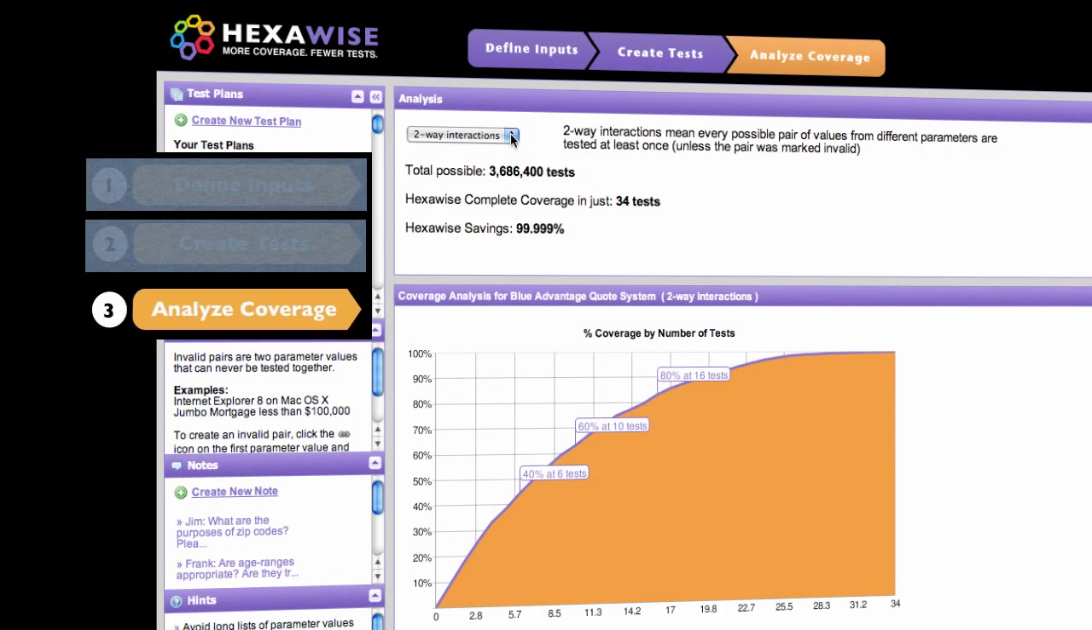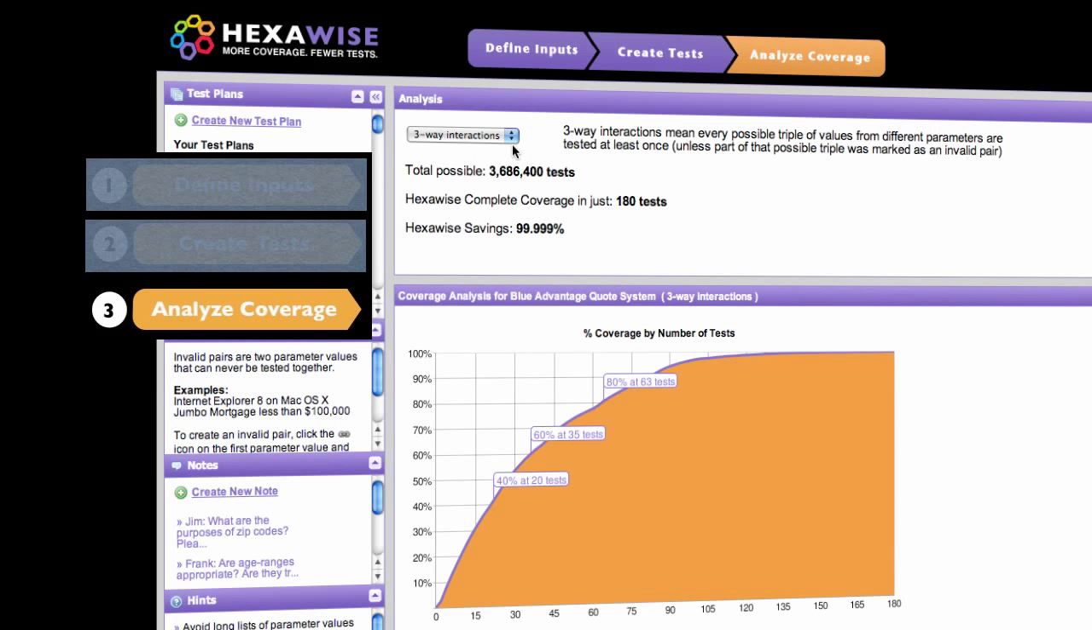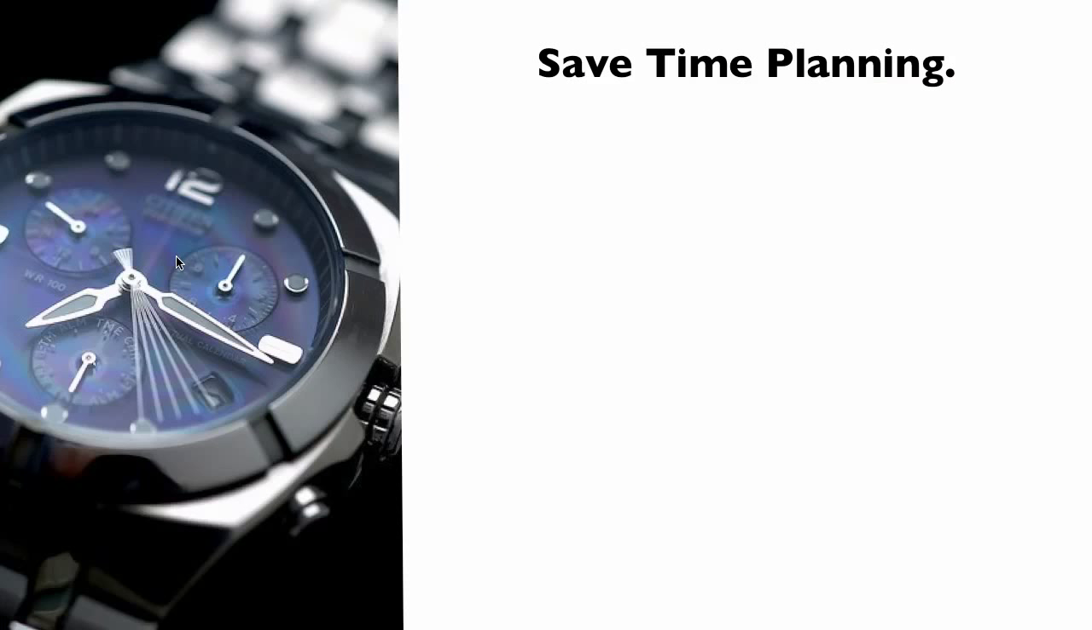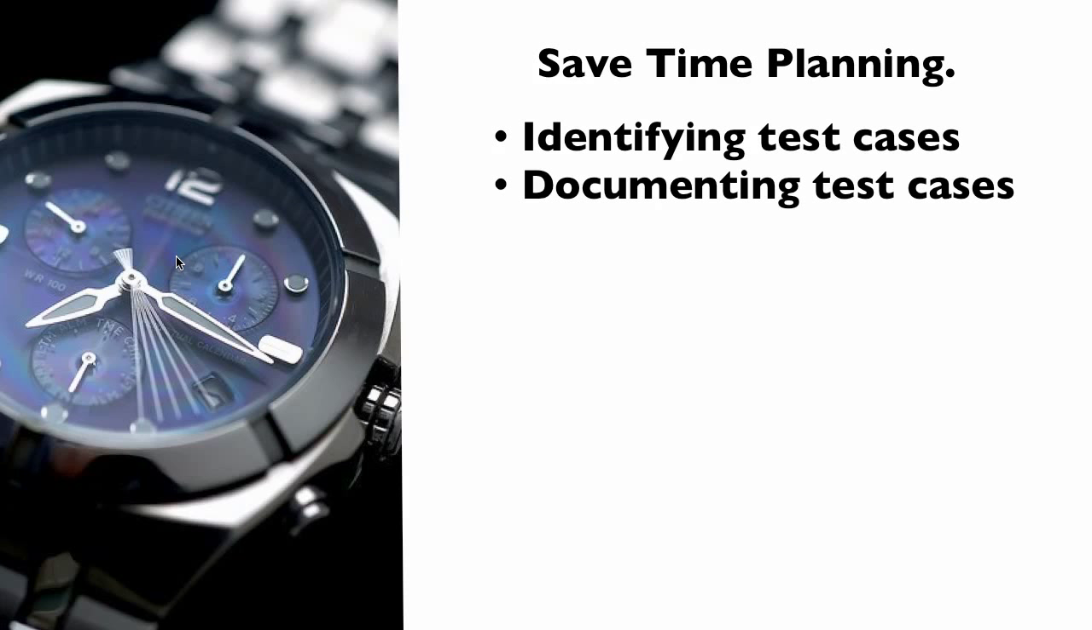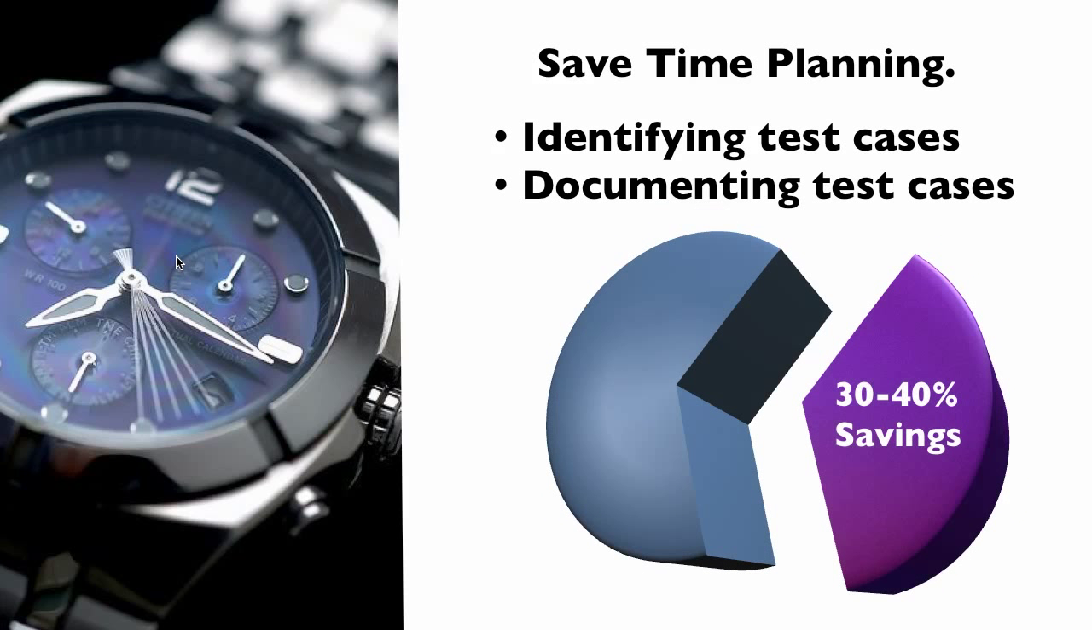Using Hexawise will help almost anyone who's involved in testing any type of software, from unit testing to user acceptance testing, in two ways. First, because Hexawise automates some parts of the test design process, Hexawise will reduce the amount of time it takes to identify and document test cases. Users frequently see 30 to 40% reductions here.